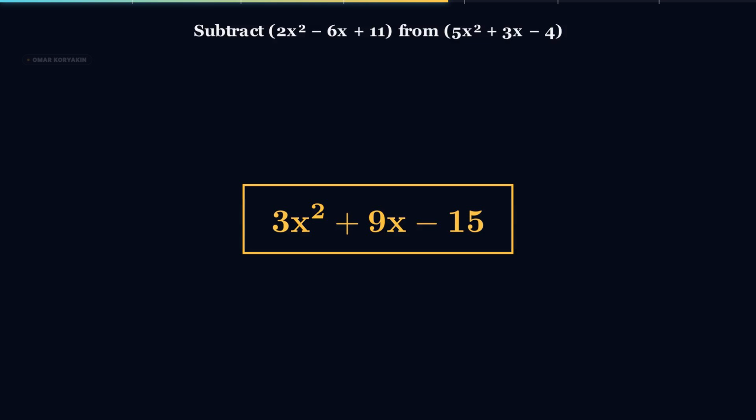The big lesson from this example is the negative distribution step. Subtraction is addition after distributing the negative through every term of the second polynomial. The single most common mistake on subtraction problems is flipping only the first sign and not the rest, which corrupts the answer immediately. Always distribute the negative through every term of the second polynomial.